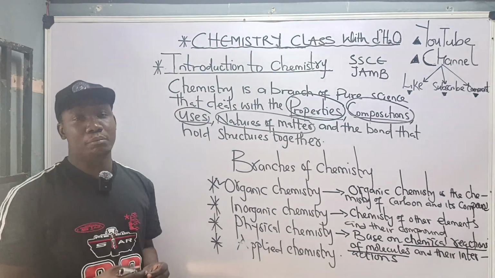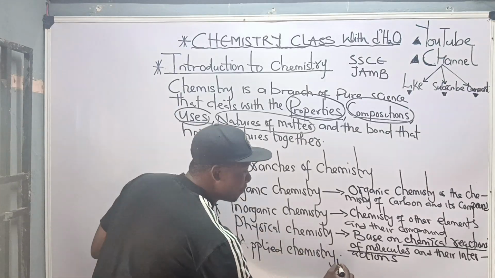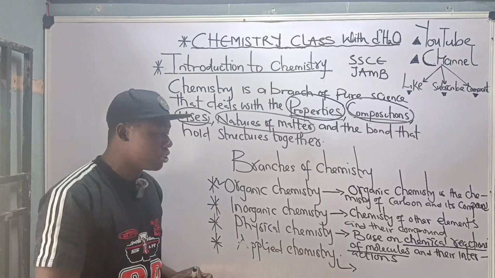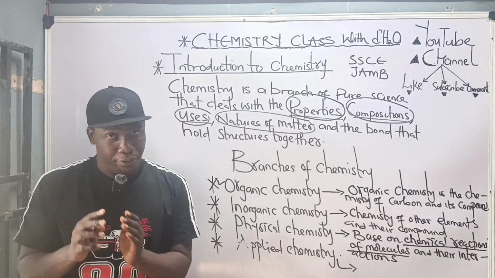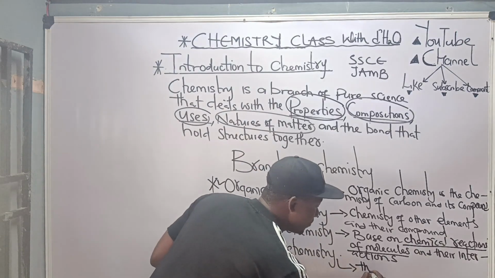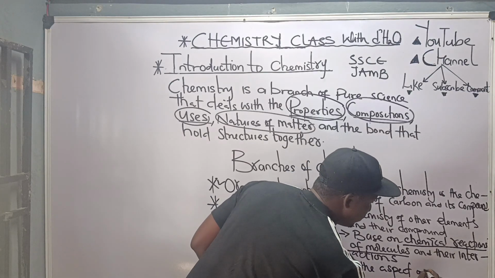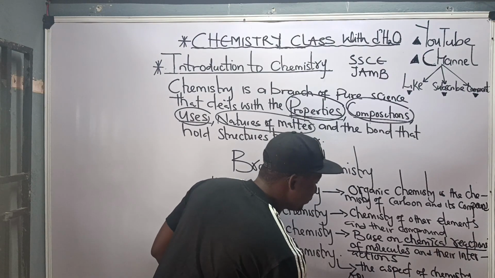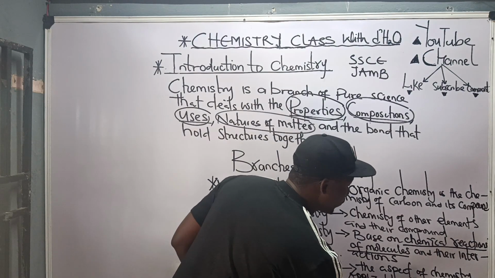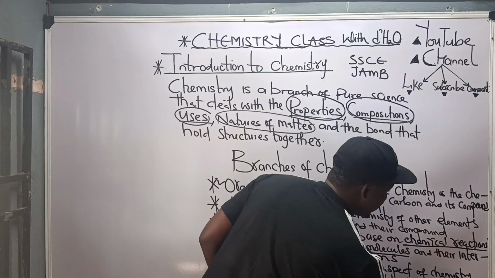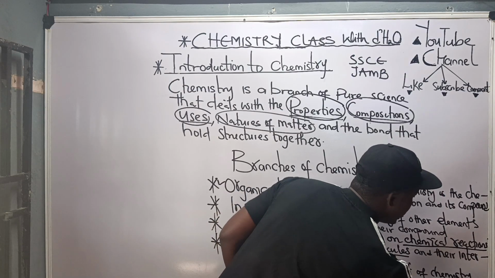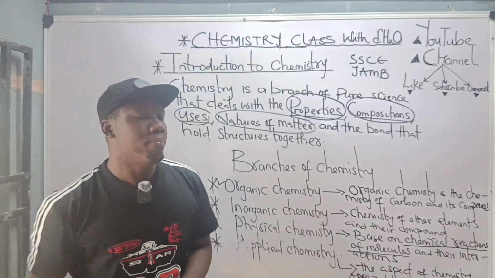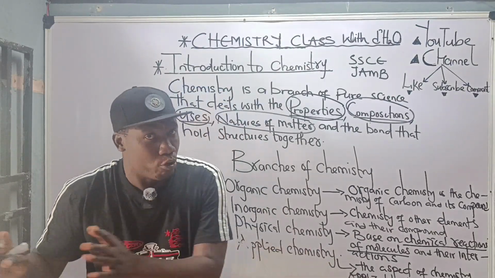Now, what is applied chemistry? Applied chemistry is that chemistry that is applicable to our everyday life. Yes, the aspect of chemistry applicable to our everyday life. So when we talk about applied chemistry, we are talking about the industrial and environmental chemistry.